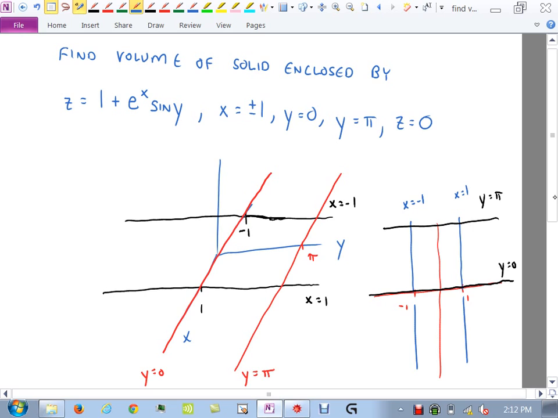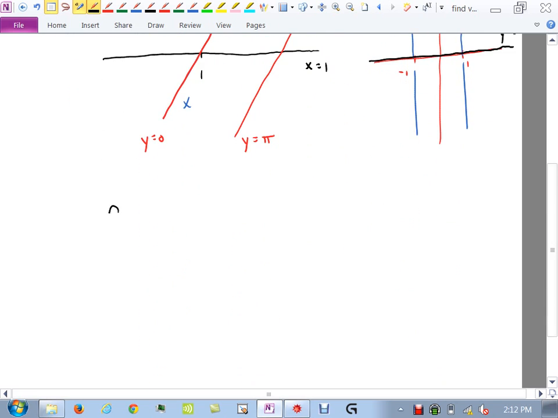What I want you to see is that you have an f function that's on top of a g function, all right? Something on top of the other. So my f in this problem is here. That f is on top. The bottom one is 0. So what will this double integral look like? Double integral. Let's do the inside. What's the inside going to be? 1 plus e to the x sine y, right?